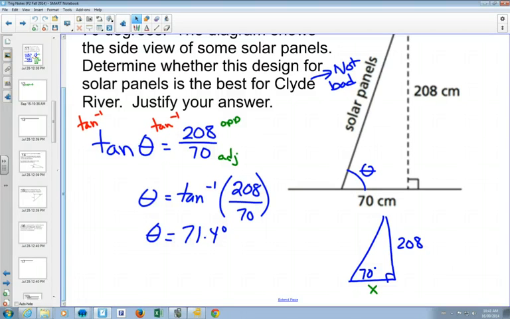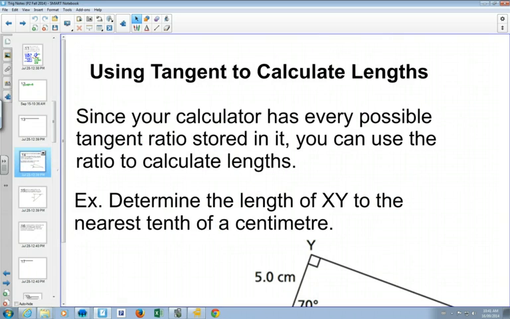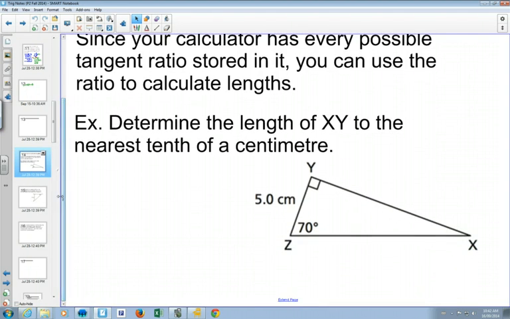So anyways, what we're going to get to today is for you to check if you did the right idea last night when you were practicing this question. So here's what we can do. Our calculator has every single tangent ratio stored in it, so then we can now use it to figure out lengths. Here's the first example.